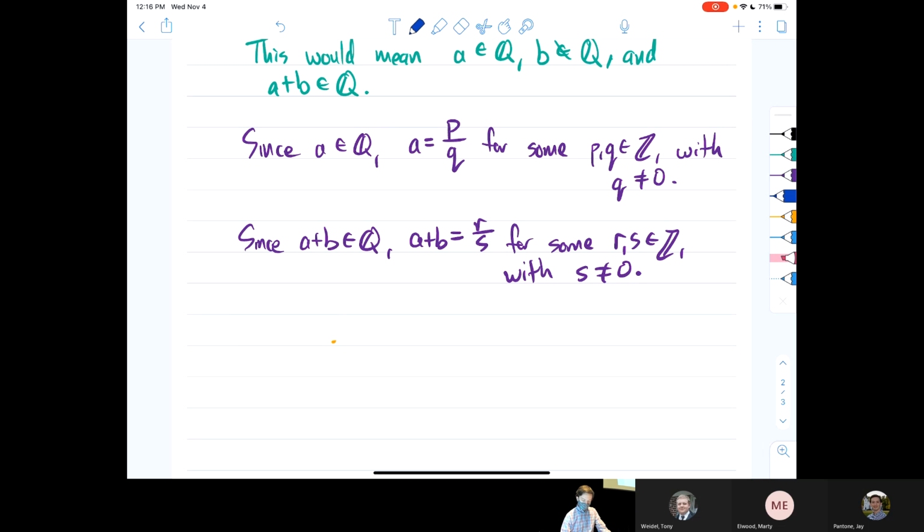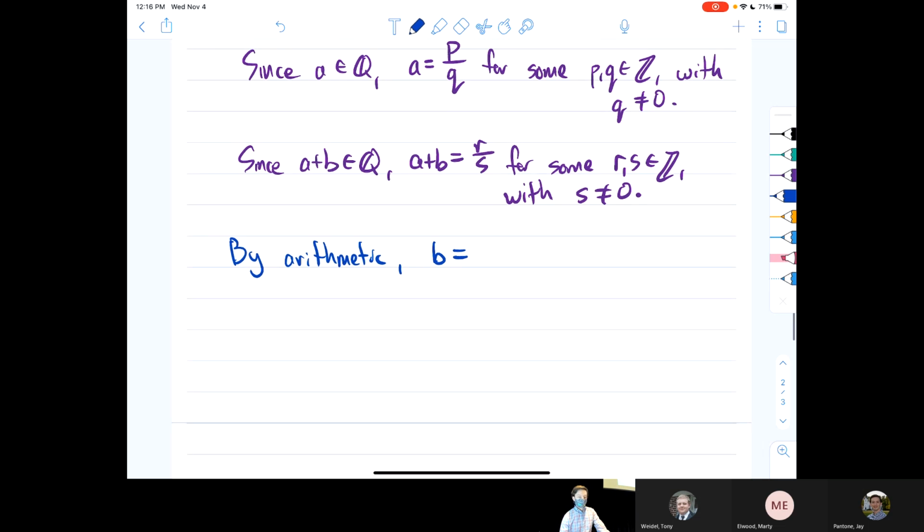So let's say, by arithmetic, B equals, and by the way, if you're just writing out this proof for the first time, it probably isn't obvious that this is what you're supposed to do, but that's what the scratch work might help you with, and that's why you work on the scratch work beforehand. B is A plus B minus A. No surprise there. But we have fractions for each of these things. So this is R over S minus P over Q.